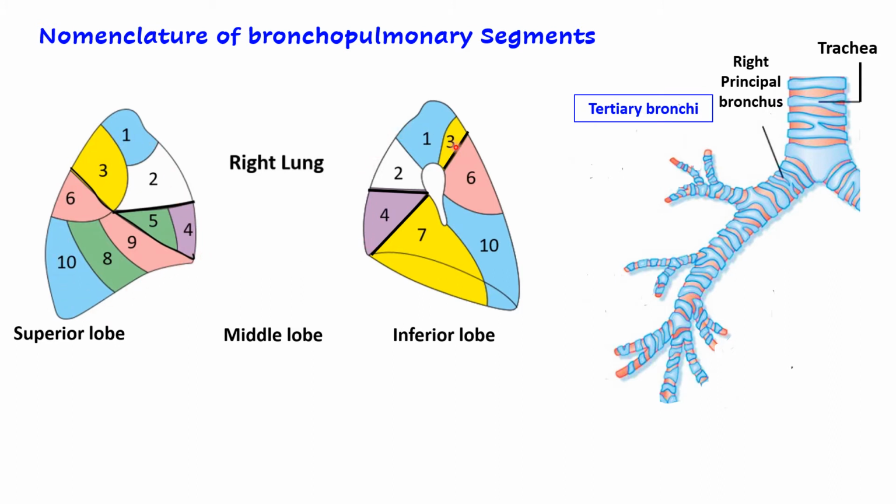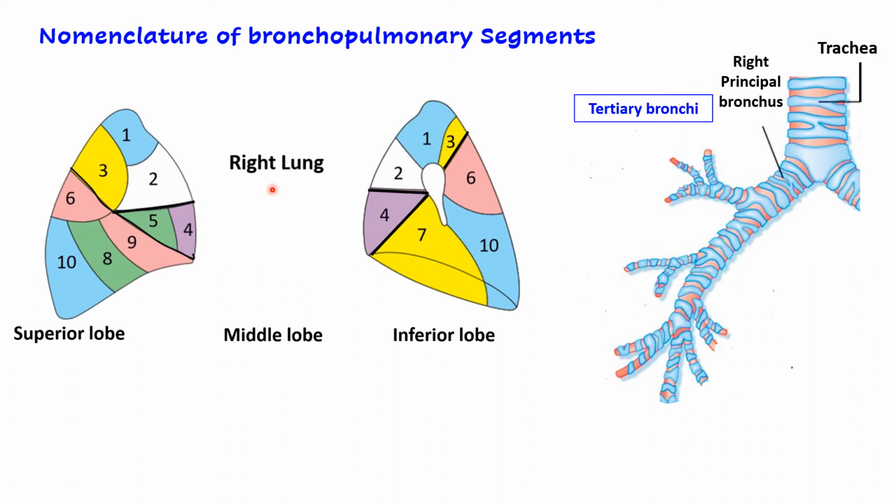This is the posteromedial surface of the right lung. Here is the hilum of the right lung. In this diagram, we can see the bronchial tree with the trachea, primary bronchus, the secondary bronchi, and the segmental bronchi. In case of the right lung, we have 3 lobes, right?